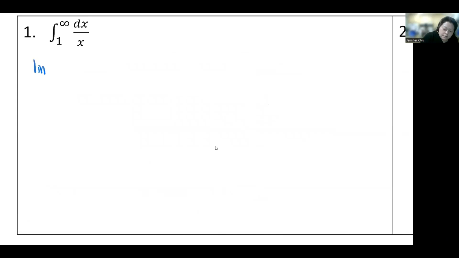So we're going to rewrite this as the limit as t approaches infinity of the integral from 1 to t of dx over x.